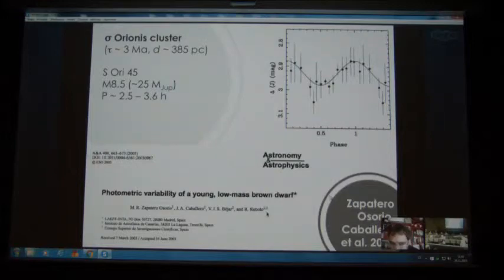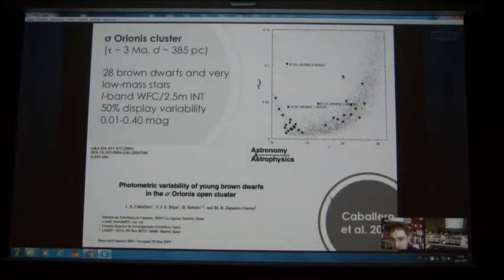And in 2003, in the meantime, I was looking for the transits of field L dwarfs. We took some observations in the near infrared of S Ori 45, and we detected a tentative period of around 3 hours, which could be related to heterogeneities, spots on the surface of this young brown dwarf. That was only one, and you cannot do any statistics with it.